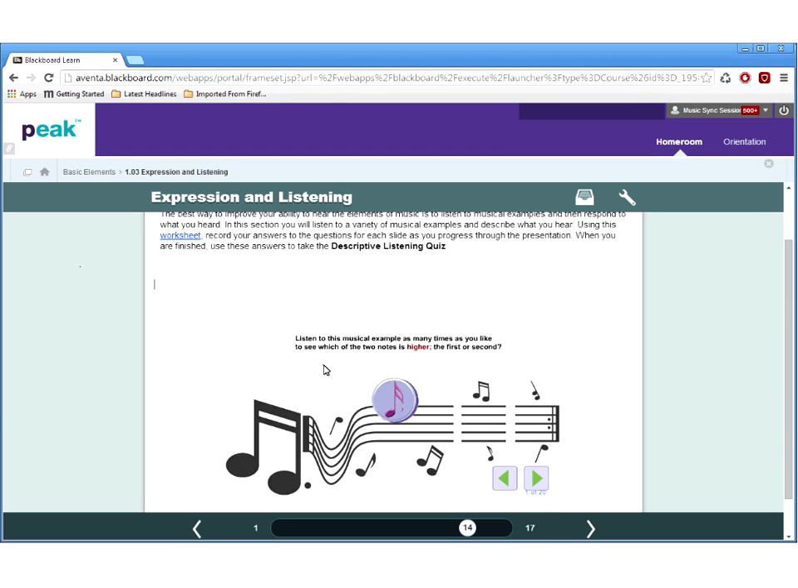Which of these two notes is higher, the first or the second? Again, which of the two notes is higher, the first or the second?